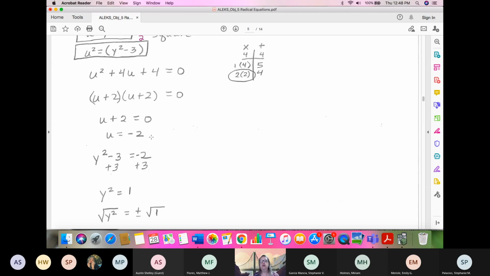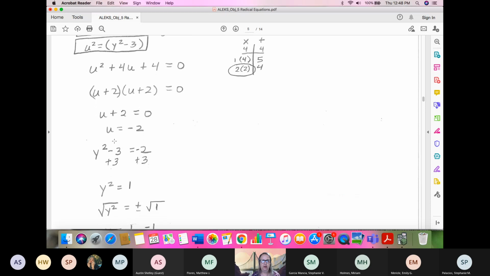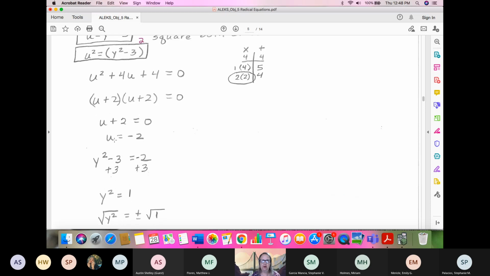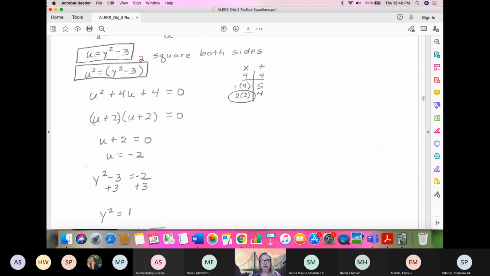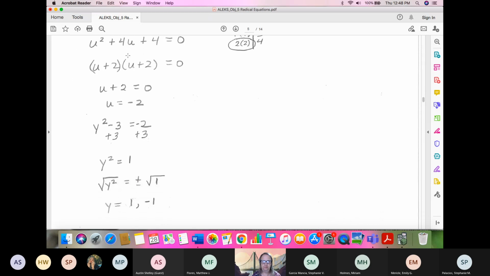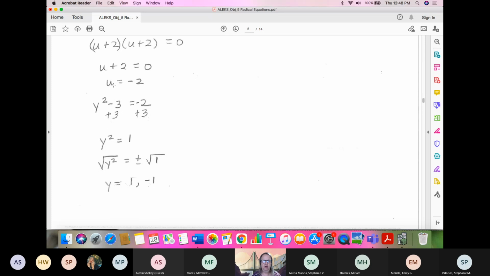So we've done all we can with the u. Our u has done us a lot of good, but now we have to get back to y's because our original equation is in terms of y. So how are u and y related is the question. u is equal to y squared minus 3. So take out the u, put in y squared minus 3 equals negative 2, and solve.